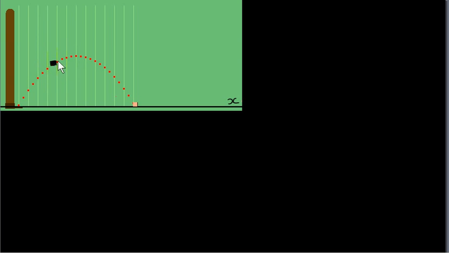Let's consider the object when it was at this position here. Its velocity vector will be tangential to the trajectory. So the velocity vector will be in this direction. It has two components, Vx and Vy. So Vx is this component, and Vy is this component here. So we could add these two vectors by the parallelogram law to get vector v.